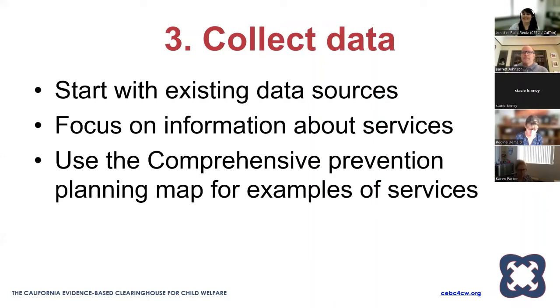Annual reports, exactly. There's already data on this stuff. So First Five probably has an annual report, or mental health, child welfare has reports to the board of supervisors. There's already things that you can look at, lists of contracts, exactly. So start thinking about where you might go for some of this stuff.